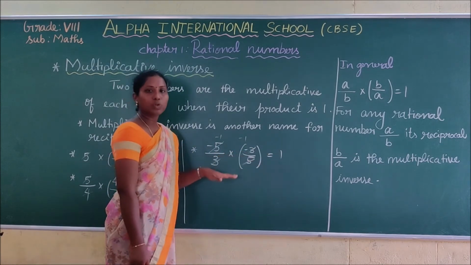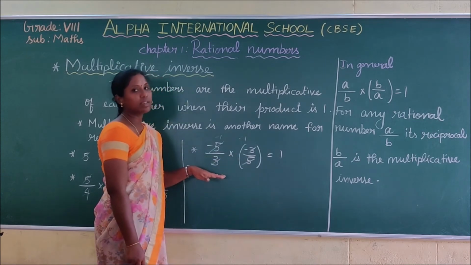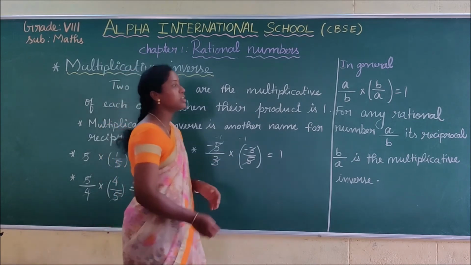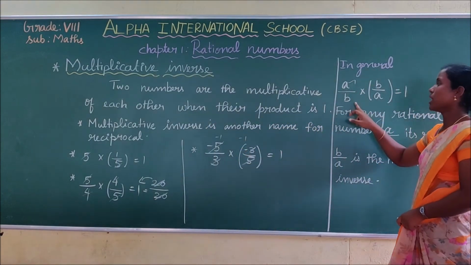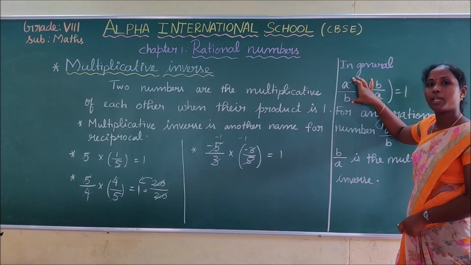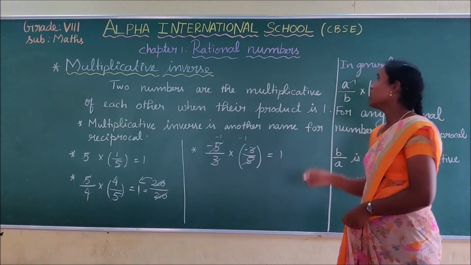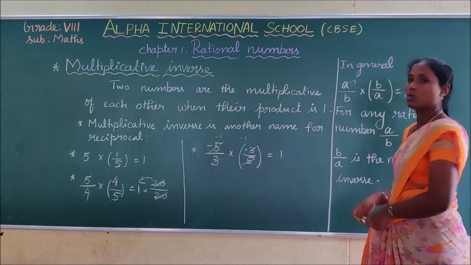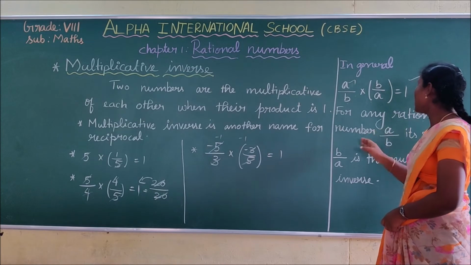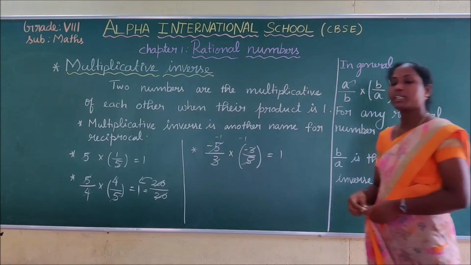So here also the reciprocal acts as the multiplicative inverse for the given number. In general, we can say that for any rational number a by b, the reciprocal of a by b is b by a. If you multiply the reciprocal with the given rational number, we get the result as 1. So for any rational number a by b, its reciprocal b by a itself acts as its multiplicative inverse.